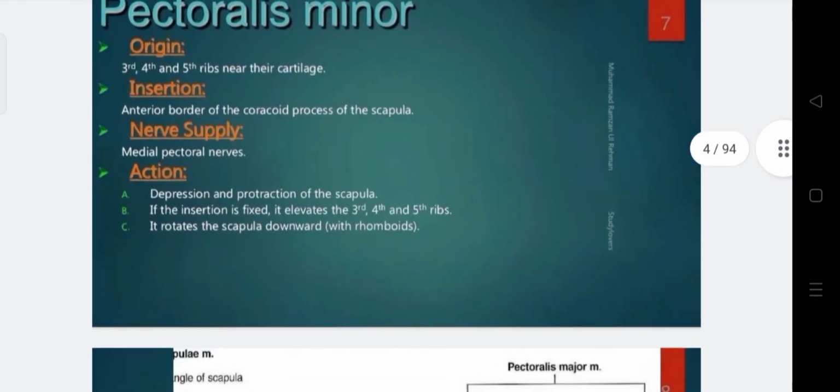and its action is depression and protraction of the scapula. If the insertion is fixed, it elevates third, fourth, and the fifth ribs. It rotates the scapula downward with rhomboids.